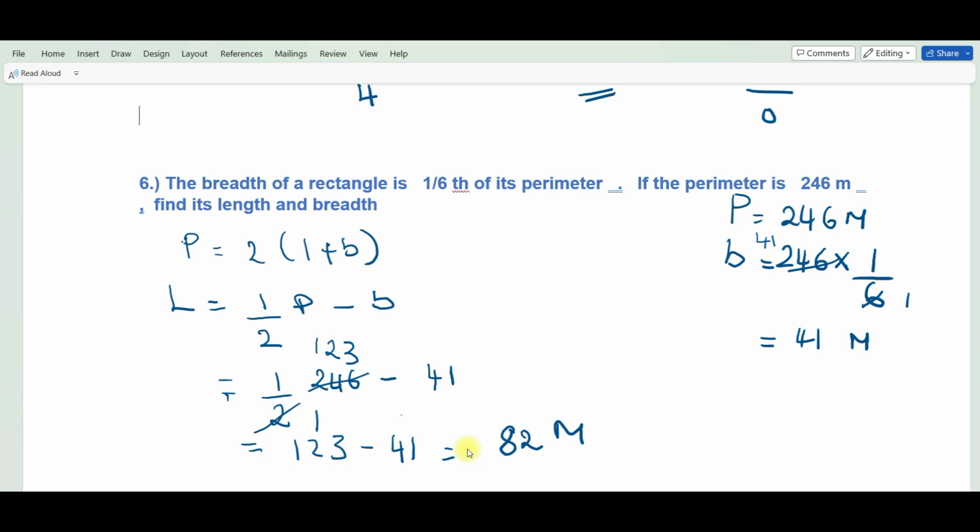For this question, where the breadth is 1/6 of the perimeter, 1/6 of 246 would be 41. So you need to find the breadth first, and you will have to substitute that value to find out what is the length. For this question, the length would be 82 meters.